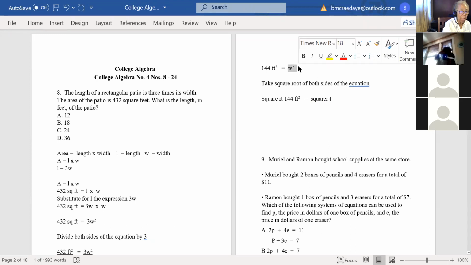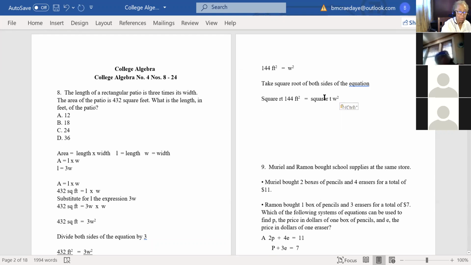The square root of a square is just the variable or the number, right? So let's just copy that. That would be here. Okay, so square root, let me just move that R over because that should be square root. And you said the answer, the square root of 144 is 12. So we get 12 equals square root of, I'm sorry, W square is just W. So W is equal to 12. That's the width.